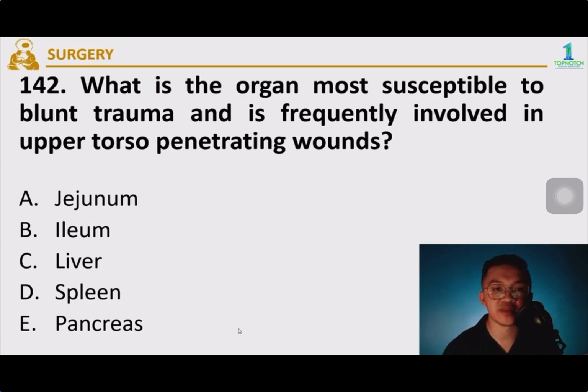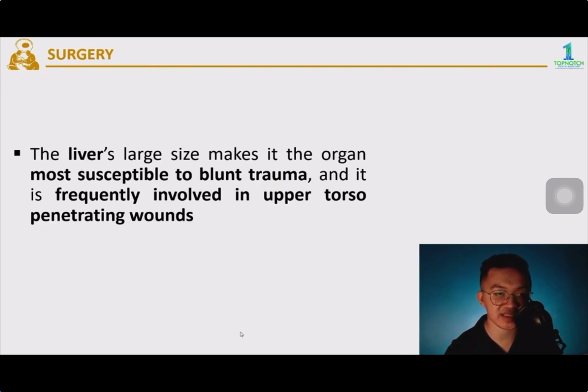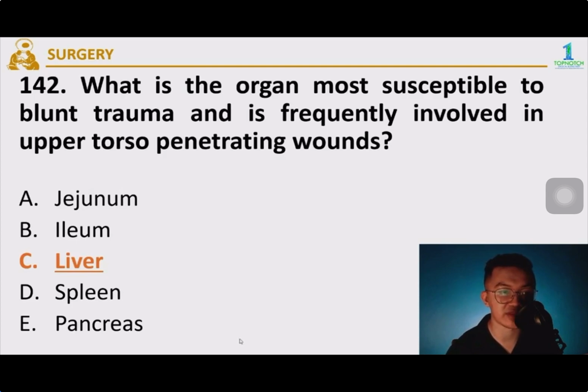142, what is the organ most susceptible to blunt trauma and is frequently involved in upper torso penetrating wounds? It's actually your liver, due to its large size, which makes it susceptible to blunt trauma. So 142, the correct answer is letter C.